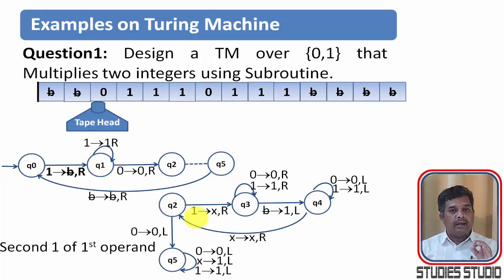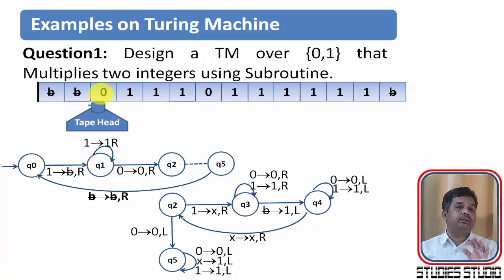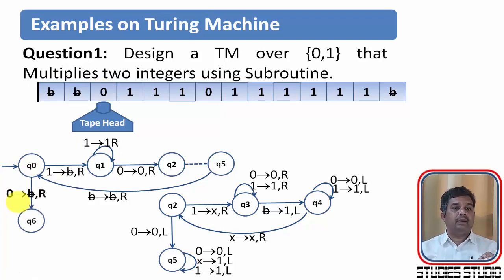Whenever I get 1 for the second operand, I'll write x in place of that. And these things I'll continue. And at last I'll be at Q5 and I'll be writing B onto the tape, and I'll be moving right. Now I am at state Q0 and my input symbol is 0. So what am I going to do? On getting 0, I'll write blank onto the tape and come to state Q6.